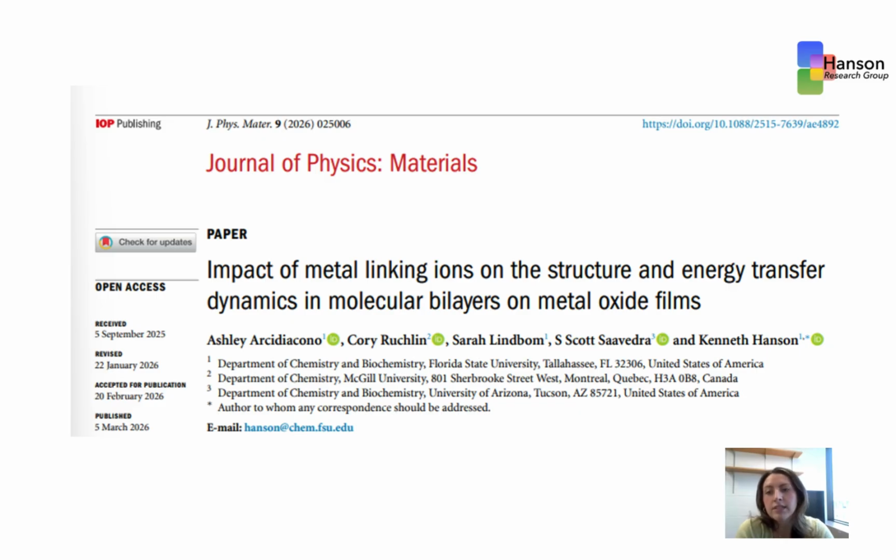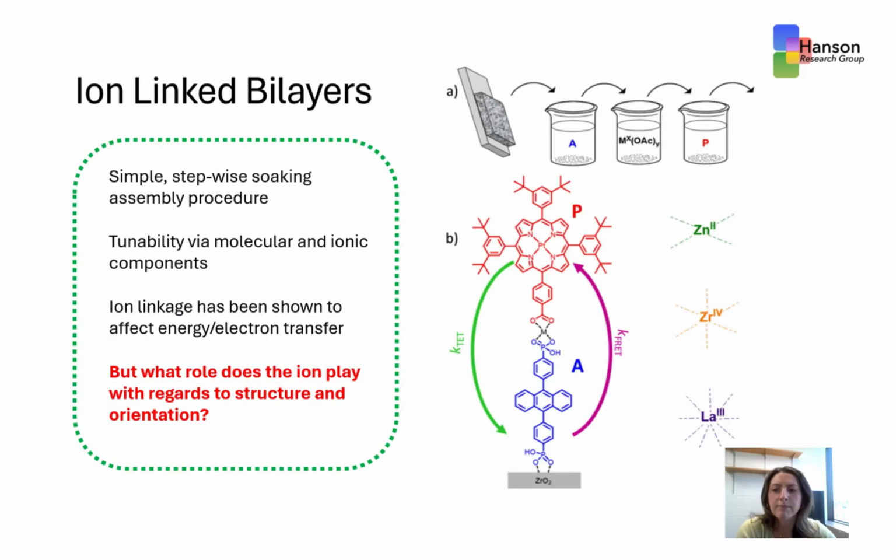But what's less understood is how the choice of linking metal ion itself actually affects the structure and the transfer dynamics. And this paper addresses that question directly using a bilayer system as a model. The model system is built on mesoporous zirconia. A phosphonated anthracene derivative A is first anchored, then a metal ion, either zinc, zirconium, or lanthanum, links a second layer, a carboxylated porphyrin, on top.